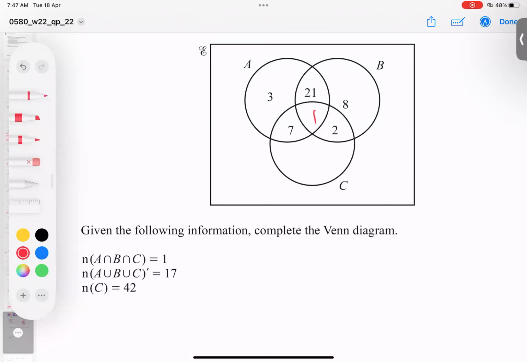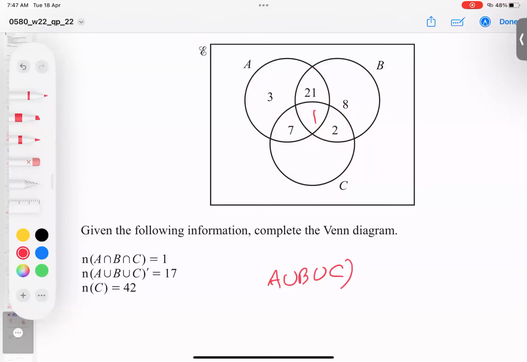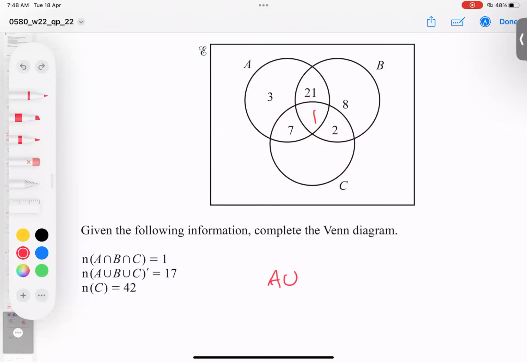What is the meaning of A union B union C? It means all three circles. But if you say the whole complement, it means except these three circles, take everything. It means outside. And the outside members are 17. I believe it is very, very clear. So I'm writing here 17 outside. I hope so. Up till here, clear?